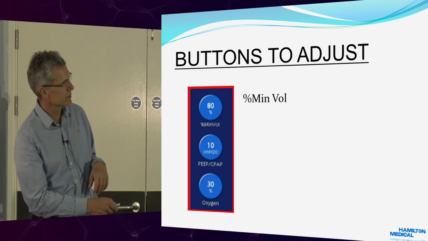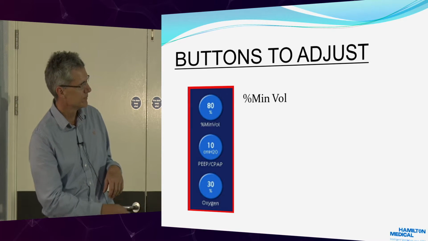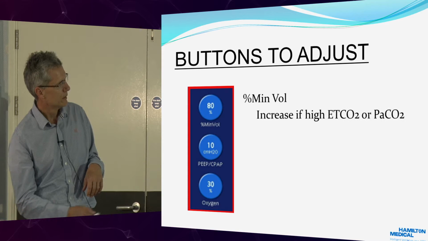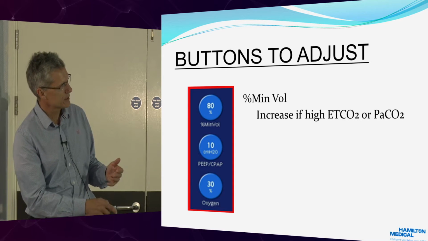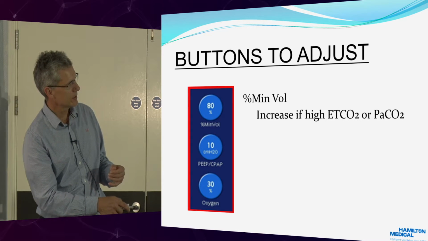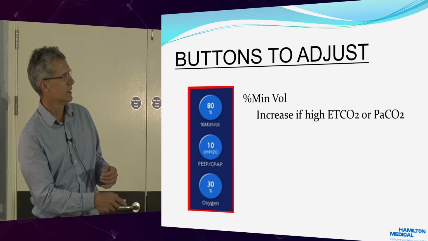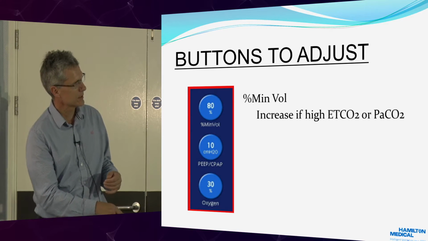These are the buttons that you control. So the minute volume. In the passive patient, if you have a high CO2, you just increase this. If you have a low CO2, you just decrease it.